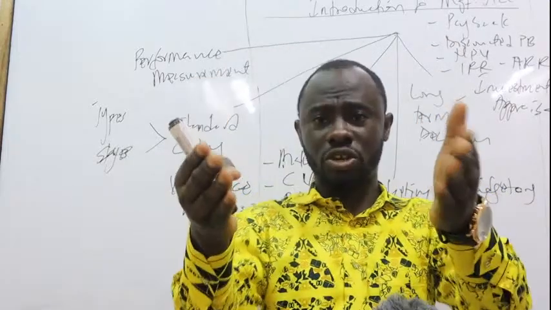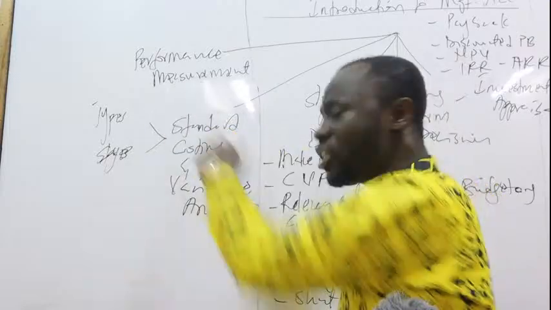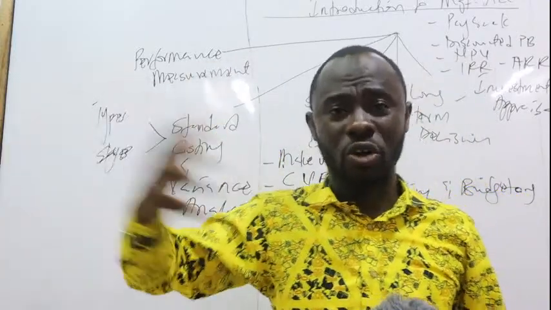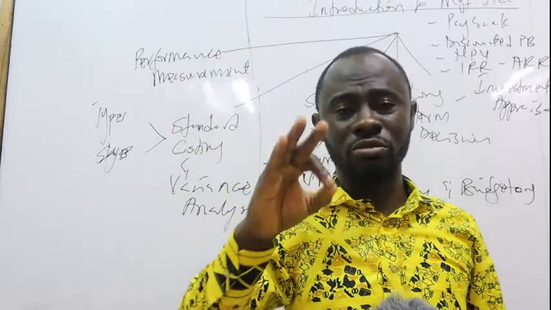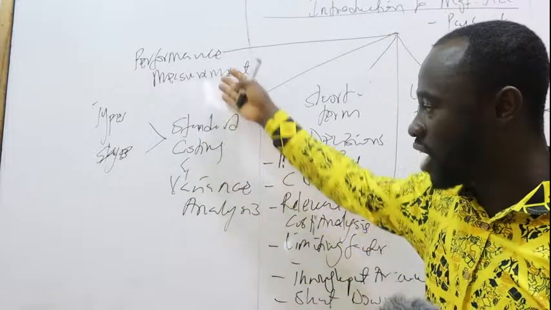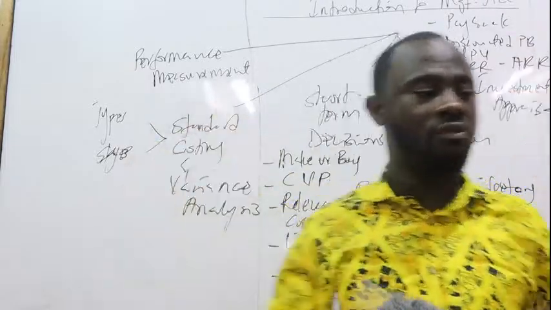So as a student, you got to make sure that you understand the types of the standards, the stages of the standards, the various computations that can be made, the circumstances under which each of these computations can be made, and all of that. So that is standard costing and variance analysis.